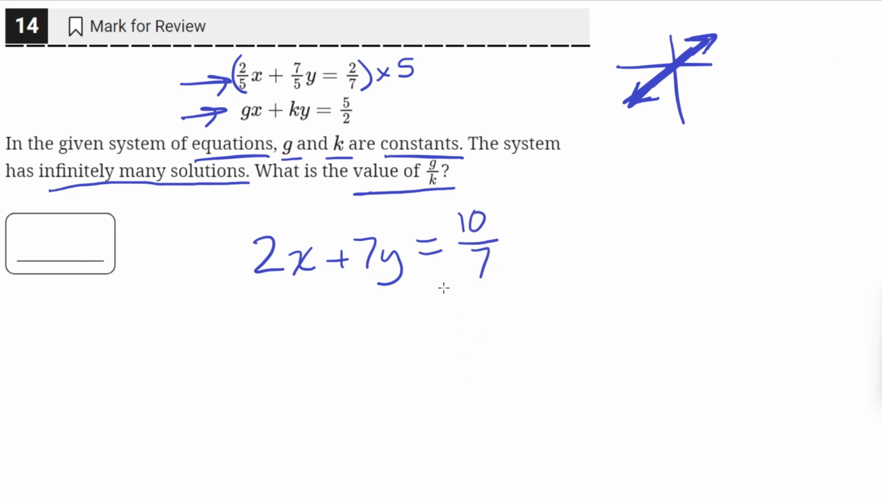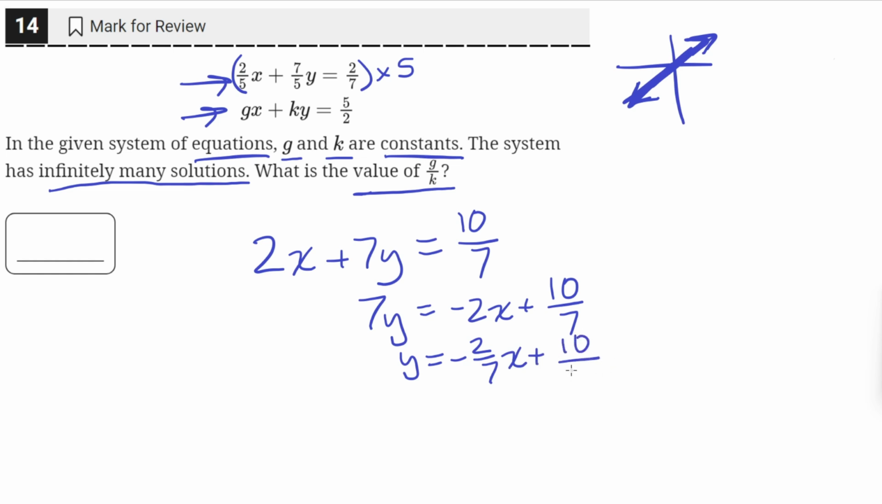Okay, and then what we can do is move the 2x to the other side. So 7y equals negative 2x plus 10 over 7. And then divide both sides by 7. So we'll be left with y equals negative 2 over 7x plus 10 over 49. Okay, so now we have the slope and the y-intercept of our first line here.